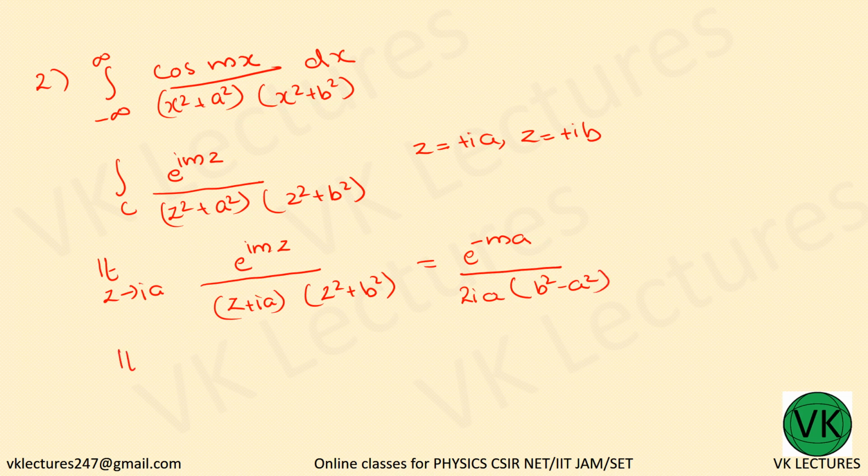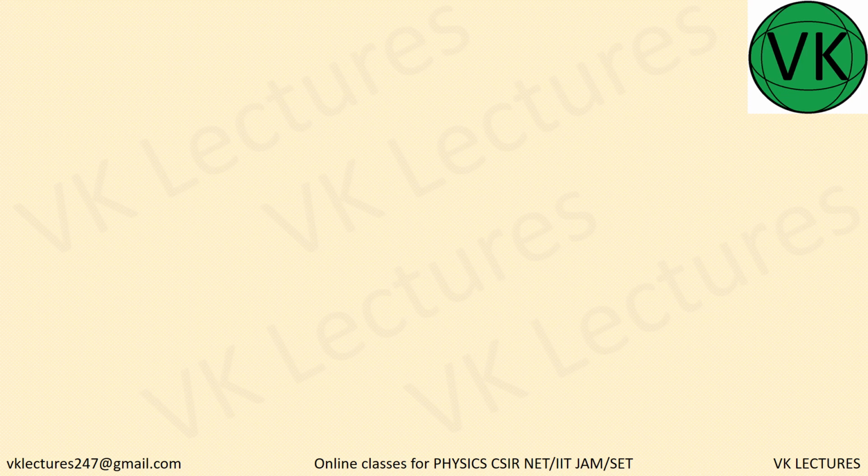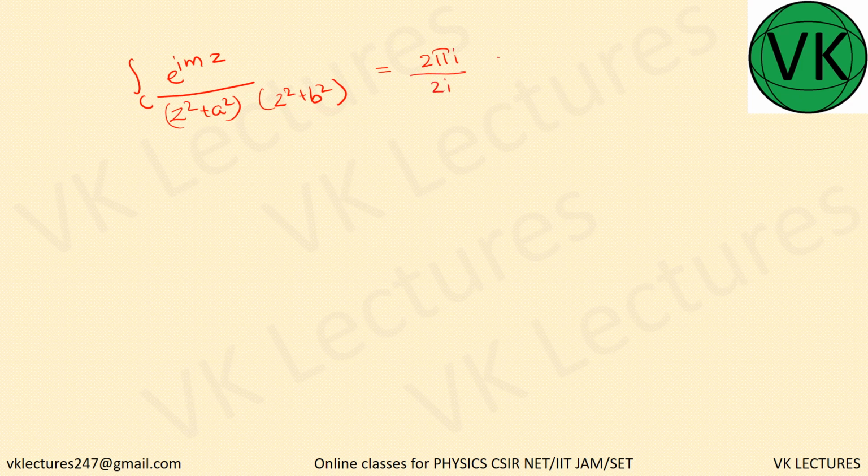So limit z tends to ib, e raised to minus mb divided by 2ib into a square minus b square, that is integral c e raised to imz divided by z square plus a square into z square plus b square is equal to 2 pi i divided by 2i into e raised to minus ma divided by a into b square minus a square plus e raised to minus mb divided by b into a square minus b square.